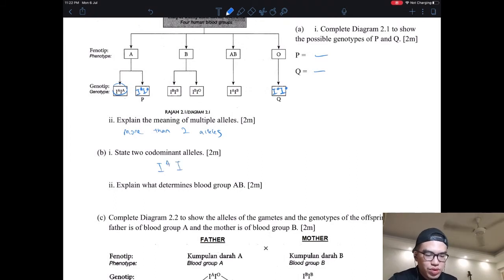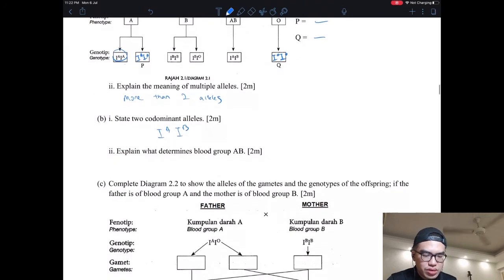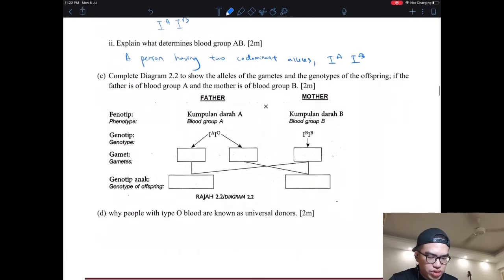Explain what determines blood group AB. A person having 2 co-dominant alleles, which is I^A I^B. This one you cross it yourself. This one is Form 3 stuff, do it yourself.